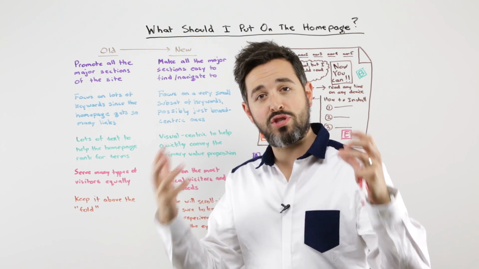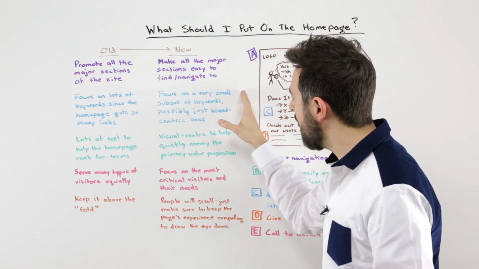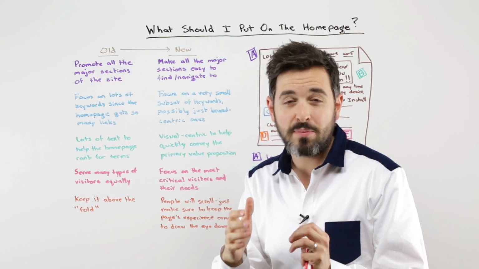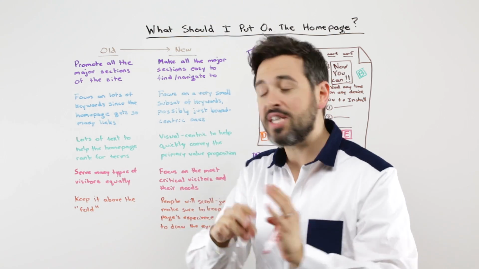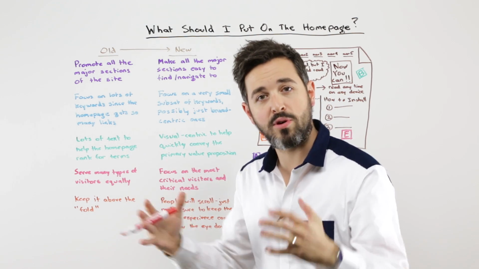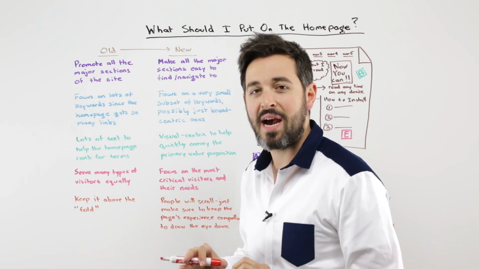You inherit your site's strength and authority into your internal pages, and because of that I can now focus on a small subset of keywords on my homepage, possibly only one or two, possibly not even any keywords. I can just think about branded-centric keywords, not even unbranded keywords, and I can really have landing pages specific to those unbranded keywords deeper down in the sections.